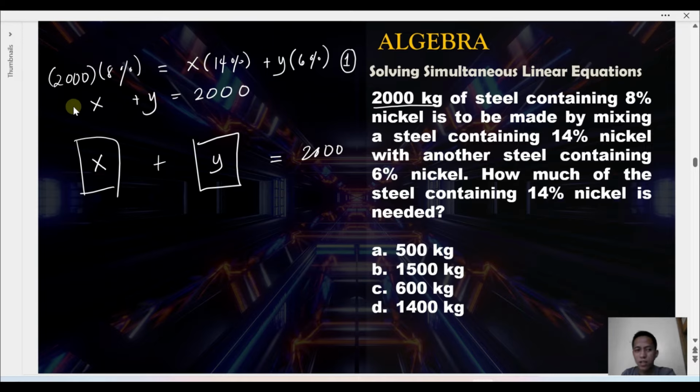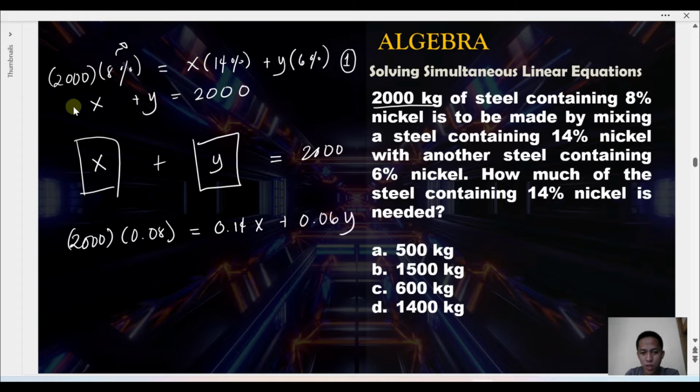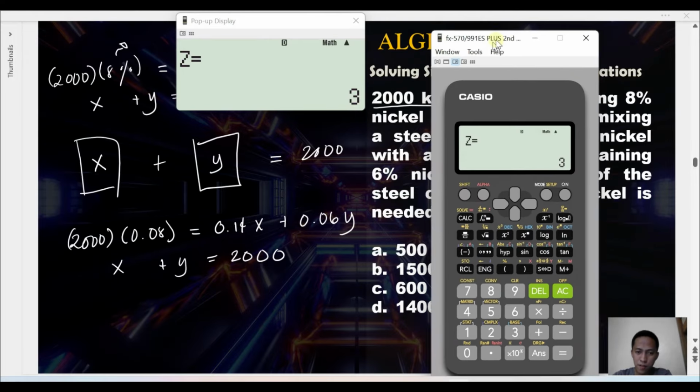So, we have here two equations, two unknown. So, itong percentage, guys, convert lang natin yun to decimal. So, that is 2,000 times 0.08 equals, so 14%, so 0.14 x plus 6% natin, guys, that is 0.06 y. So, we have these two equations. So, x plus y equals 2,000. Yun guys, i-simplify lang natin siya or ilagay natin siya sa calculator. So we have this equation.